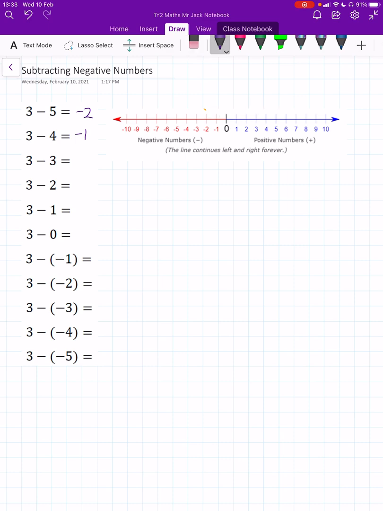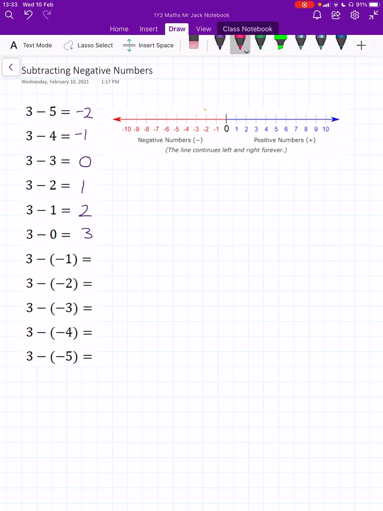3 minus 3, I don't need my number line for 3 minus 3, do I? Because that's 0, obviously. 3 minus 2, that'll be 1. 3 minus 1, that would be 2. 3 minus 0, that would be 3. Now let's stop and spot the pattern.